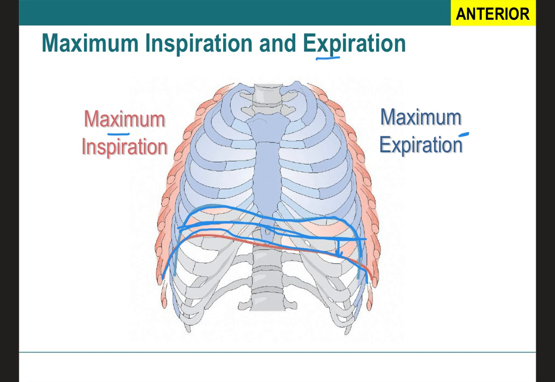And what will help also with this expiration and inspiration are the intercostals. Therefore, the external will elevate the ribs and make them increase in size, therefore expanding the thoracic cavity. And the internal intercostals, they will move in the opposite direction, so they will depress the ribs.